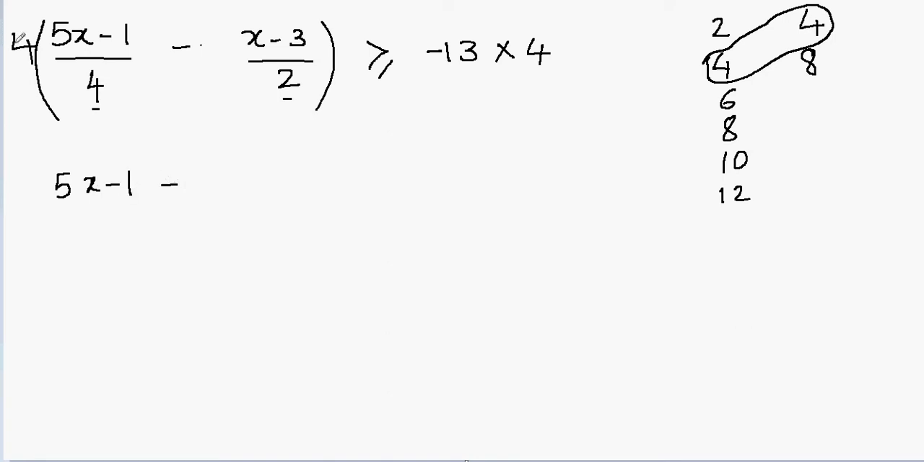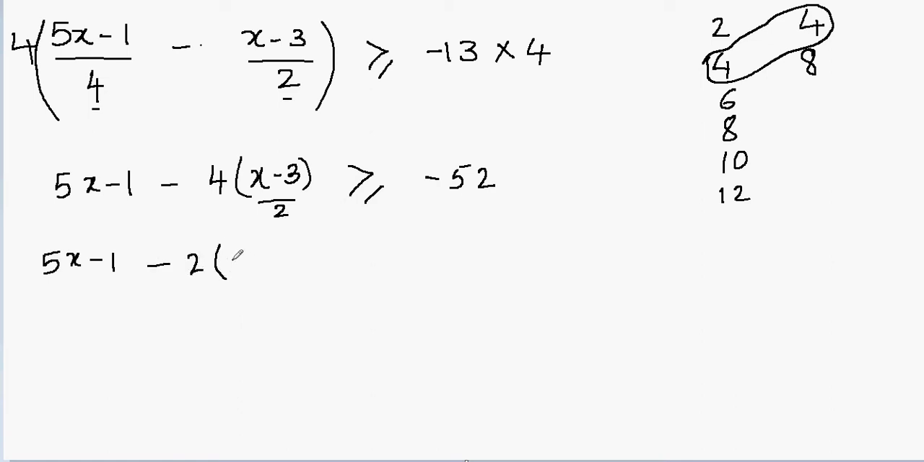Now we can distribute 4 here. I will just make it simple by writing 4 here, and then you have to multiply this inside, x minus 3 over 2. You have the greater than or equal to sign. Negative 13 times 4 will give you negative 52. Now, let's solve this first. So we have 5x minus 1, and then 4 divided by 2 will give me 2. So I will write 2 instead of 4, and then we have x minus 3 inside the parentheses, and then greater than or equal to negative 52.